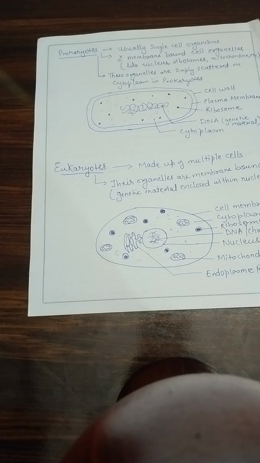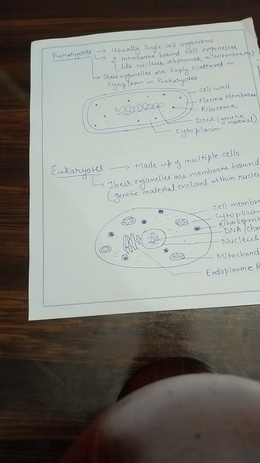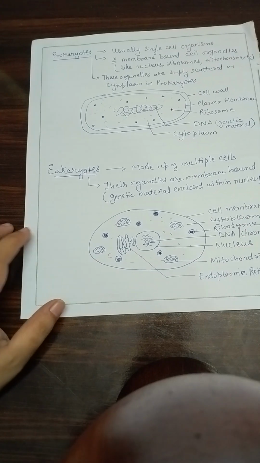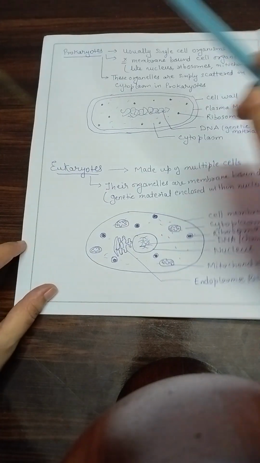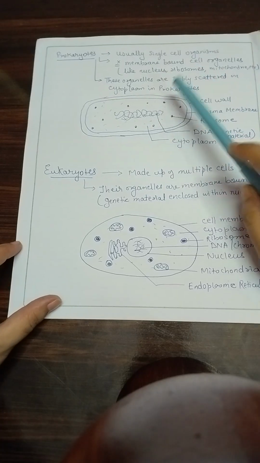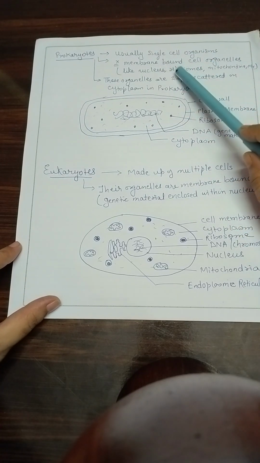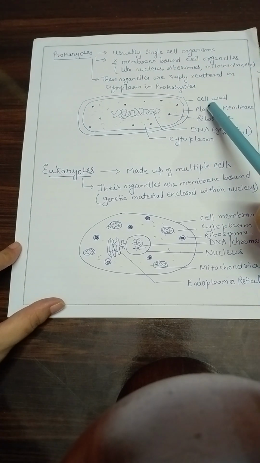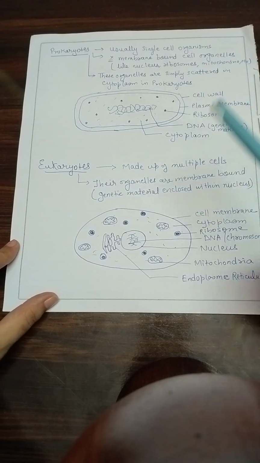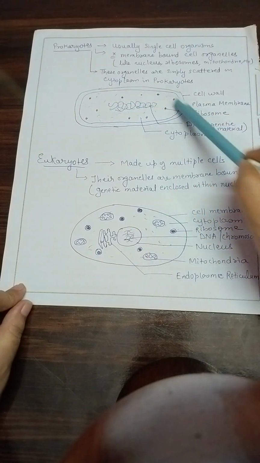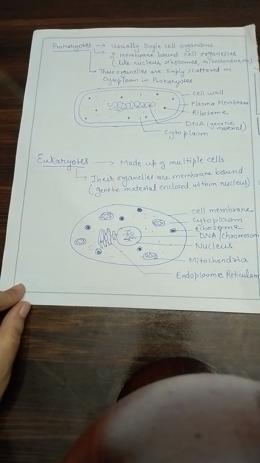If we talk about the prokaryotes, these are usually single cell organisms. The main property of this kind of cell is that they do not have membrane bound cell organelles. That is, their nucleus, ribosomes, mitochondria, etc. are just scattered in their cytoplasm.